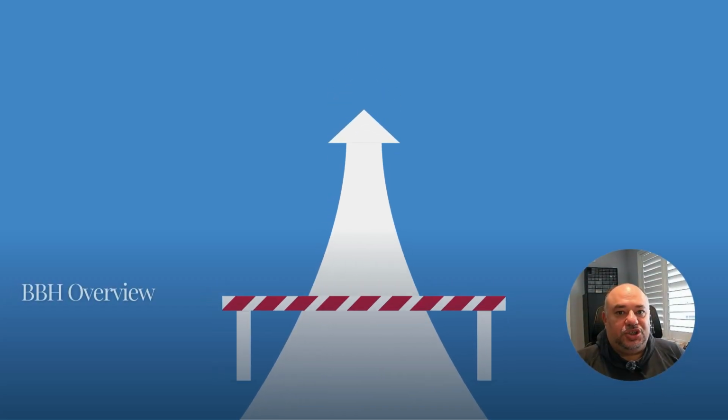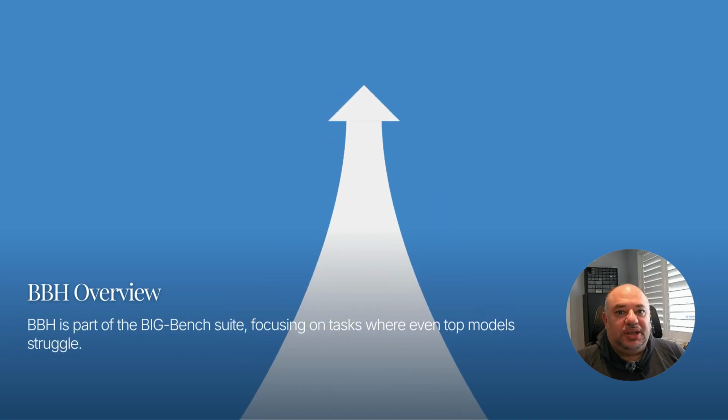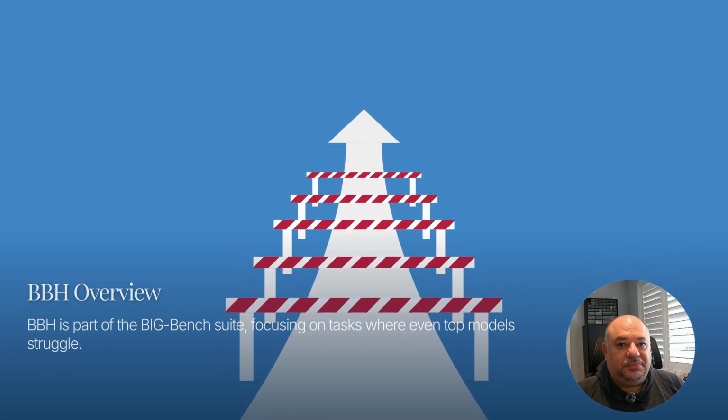The fourth benchmark we'll discuss is Big Bench Hard, often abbreviated as BBH. Overview. BBH is a subset of the larger Big Bench suite and focuses on the most challenging tasks, those on which even state-of-the-art models struggle. Unique features. BBH tests higher-level reasoning and multi-step problem solving, exposing the limitations of models that might excel on simpler tasks. It pushes the boundaries beyond pattern matching, requiring deeper logical inference and creativity.